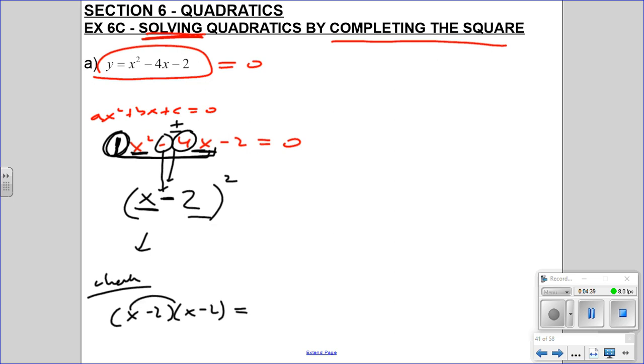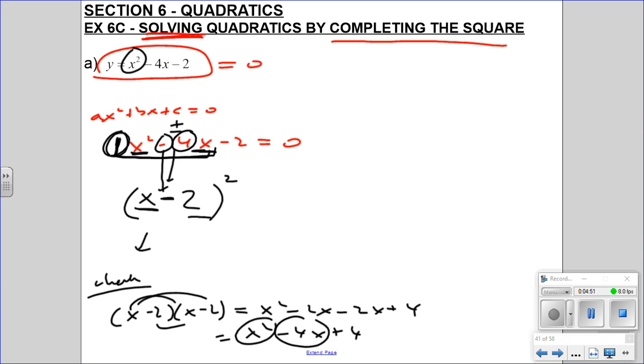What do we have? We've got x squared minus 4x plus 4. So here we've got x squared, very happy. Minus 4x, very happy. But here we've got plus 4, right? But we don't want plus 4, okay, we want minus 2 in the end.